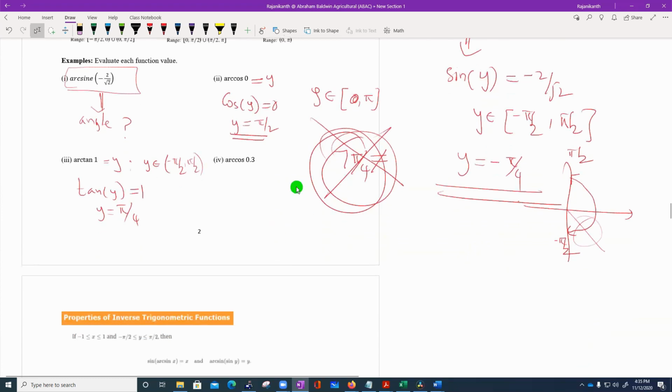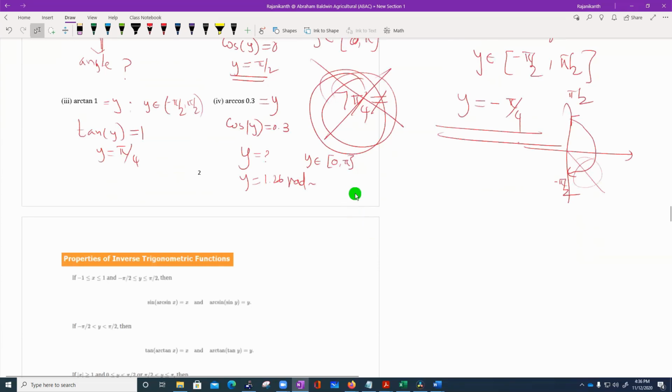The last problem. This is now not a good number, so you have to use the calculator. Cosine of y should be 0.3. Now ask yourself, what is the corresponding y value? Remember, your y should be, now the problem is cosine, so 0 to pi. Remember, your y is in radians, 0 to pi. Pi is 180 degrees. Do you see that, William?